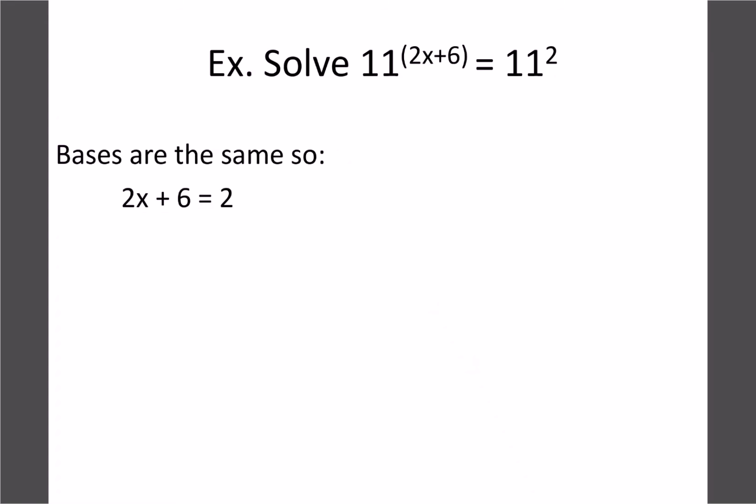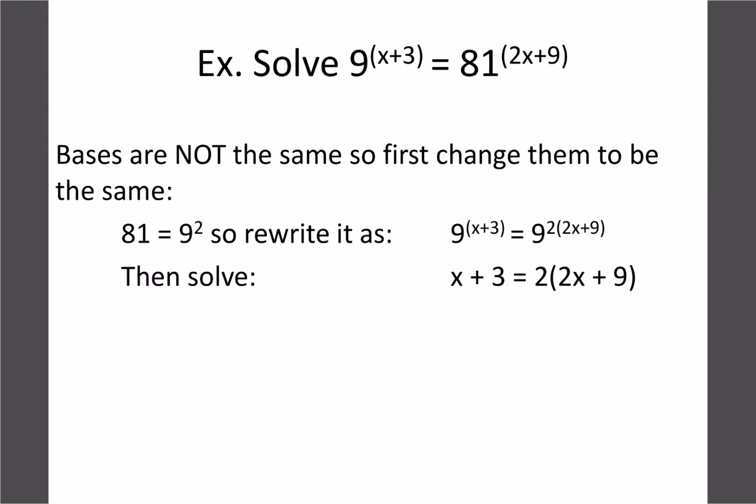Here's another one. We have 11 to the 2x plus 6 equals 11 to the 2. Bases are the same, so just make your exponents equal to each other, and then solve. Bring the 6 over, divide by 2, we get x equals negative 2. If you weren't sure, you could plug that back into the original. If we put negative 2 in, we'd have 2 times negative 2, which is negative 4, plus 6. That gives us 11 to the 2, which is the same as the other side. So you can always plug it in to see if you got it right.